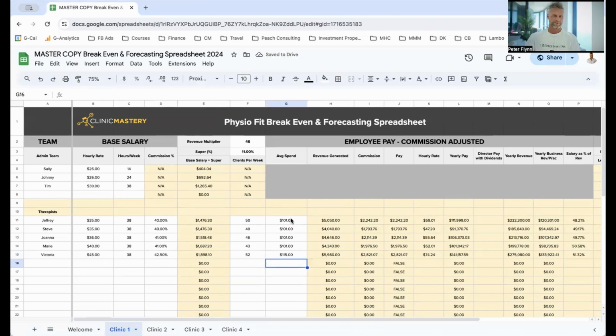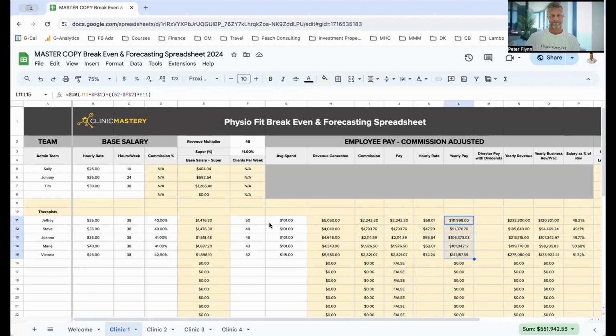Now, as we do this, I'll talk through each column. So we've got revenue generated. Revenue generated is how many clients they see per week multiplied by their average spend. Commission is how much they would earn based on these numbers here. Now, if you aren't paying a commission, they're just on a pure base salary, no percentage in there, and that'll work. And you'll see that changes to 0. This then works out what's higher, their commission or reward, or their base salary, and puts that in there. And then it works out their adjusted hourly rate, and then their yearly pay.